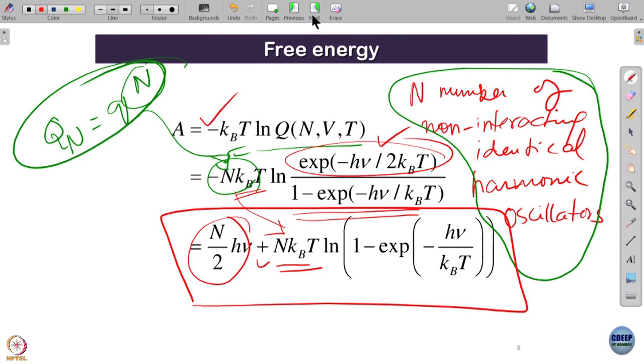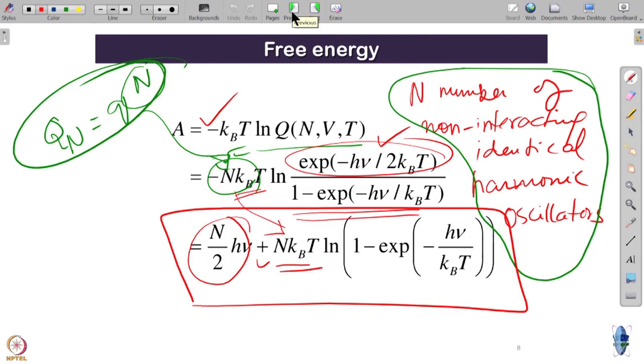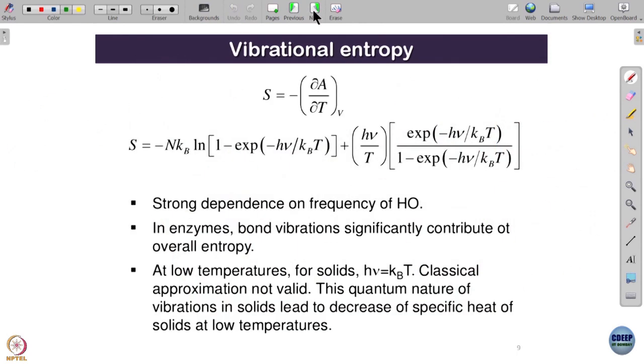Okay, this is well and good, there is no need to spend too much time there. Now I want to calculate the entropy, this is where the fun starts. So I do that: my free energy is here, I take the derivative with respect to temperature. Remember this term has no temperature, so that goes to 0. Then I have two terms with temperature, so when I take the derivative I get two terms, and they are shown here.